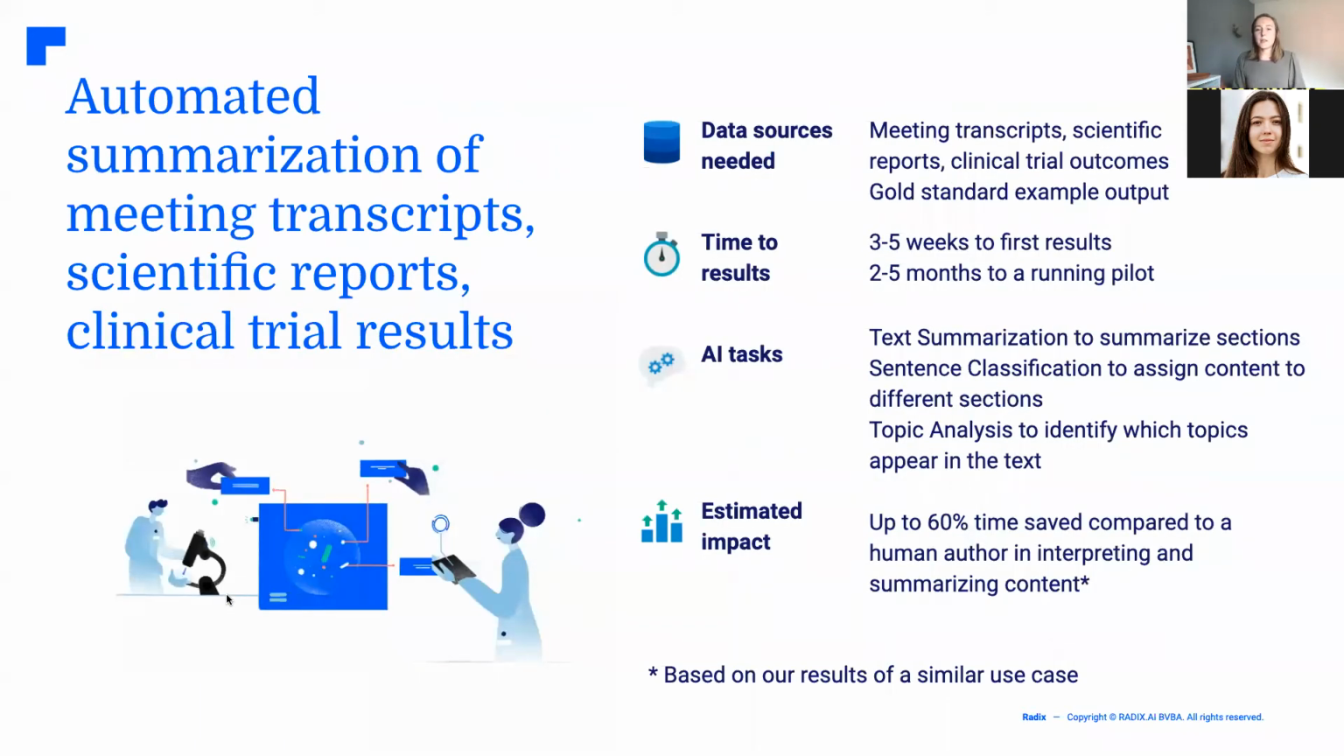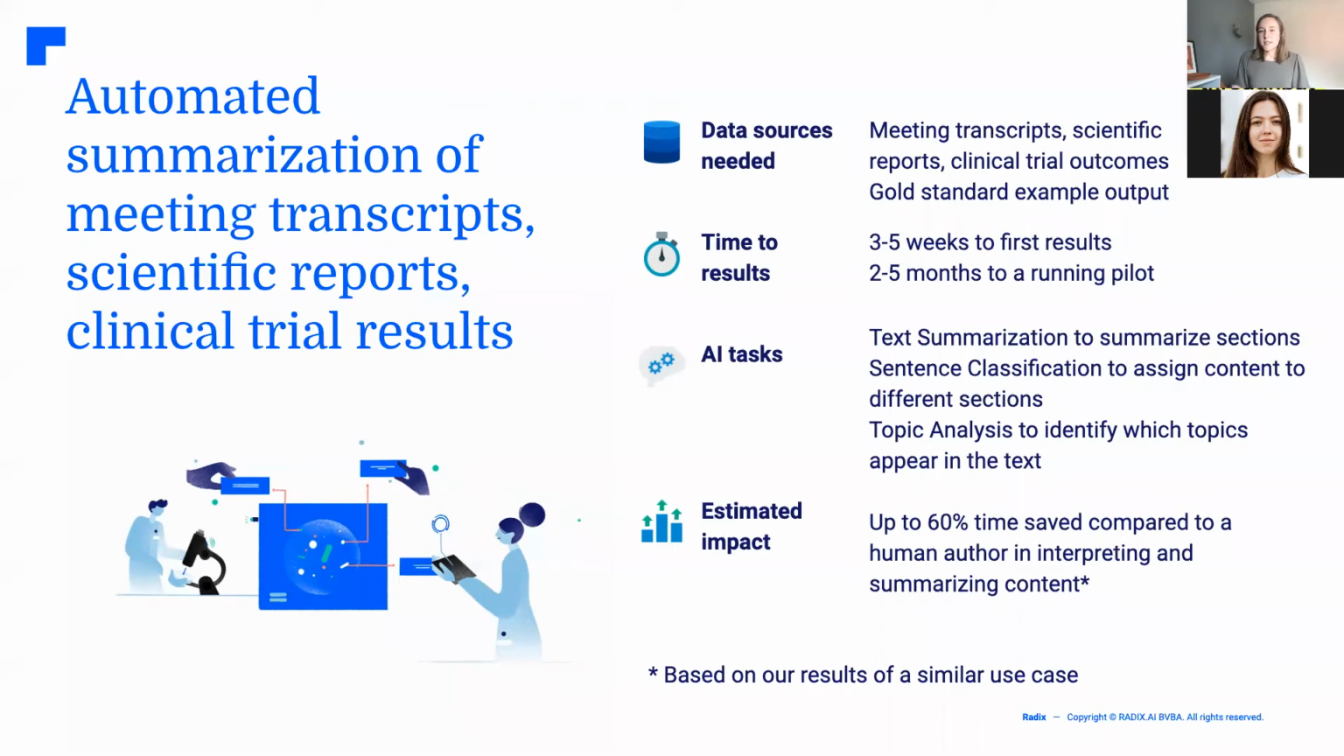So again, let's zoom in a little bit more about one of these cases. If we want to get started with text summarization, we would need two types of data. On one side, we need the data that we want to summarize. So that could be, for example, meeting transcripts, scientific reports, clinical trial outcomes. You could think of many other data sources that would be applicable. And what's also very helpful is to have an existing gold standard or the output format that we want to get to. So depending whether we have this gold standard, again, the time to get to first results could be different, could be a lot shorter if we have that.